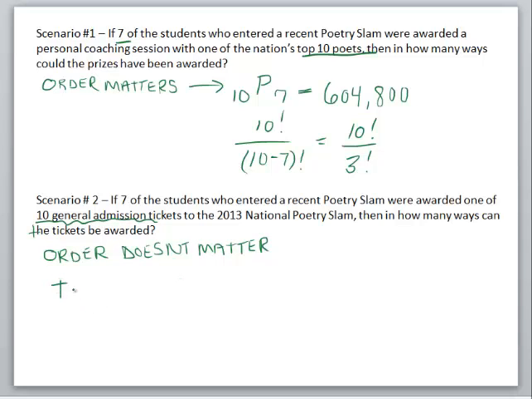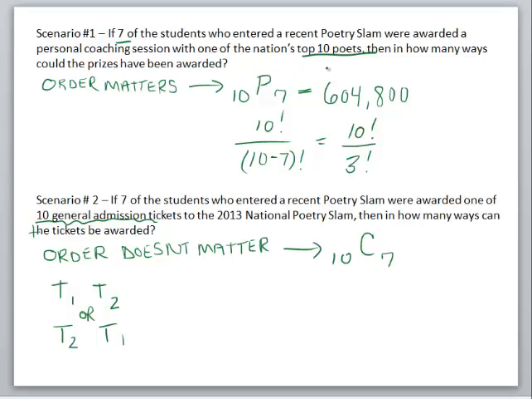It does not matter whether I give ticket 1 to the first person and ticket 2 to the second person, or whether I give ticket 2 to the first person and ticket 1 to the second person. It doesn't matter because all the tickets are exactly the same. When order does not matter, that's where we use combinations. And we saw combinations when we did our binomial expansion. So in this particular case, I want 10 things, 10 tickets, and I want to choose 7 of them. And the order of those 7 is completely irrelevant to me. I'm just going to give or group 7 of those tickets away.